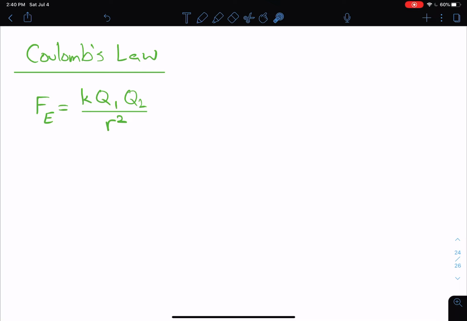K is Coulomb's constant, that's 9 times 10 to the 9th Newton square meters per square Coulomb. And R is the distance between the two objects. Specifically, it's going to be between the centers of the two objects.